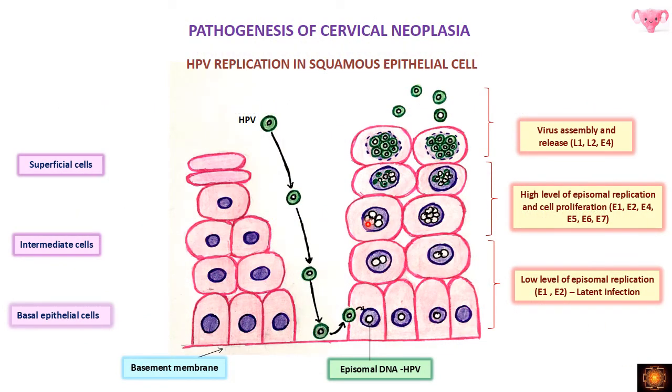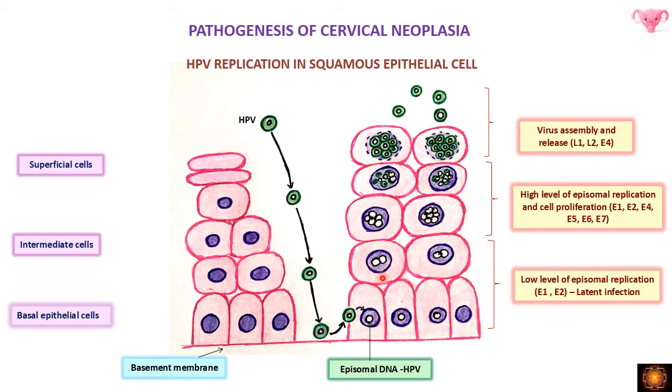So this is how it infects. This is a normal squamous epithelium. We have basal cells, intermediate cells, superficial cells, and the HPV doesn't infect the superficial cells. There should be some break in the surface epithelium so that it has access to the basal cells. Once it infects the basal cells, the DNA of this HPV enters the nucleus and remains as an episomal DNA, in circular form. Episomal DNA means it's present in circular form and it doesn't integrate with the chromosome, the DNA of the cell. So it remains as an episomal form.